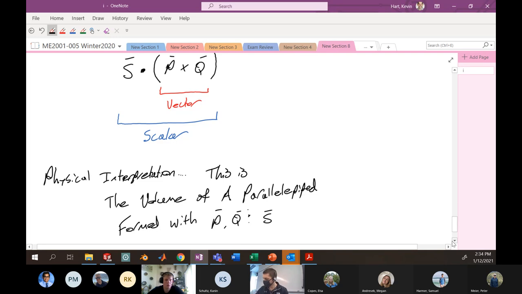All right, if I were to sketch what this actually looks like, here we've got a point in space where all three of these vectors are emanating. Let's call this P. Let's call this S. And sort of backwards into the page is Q.